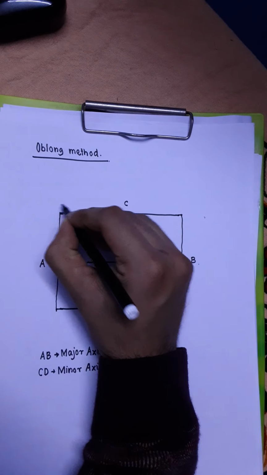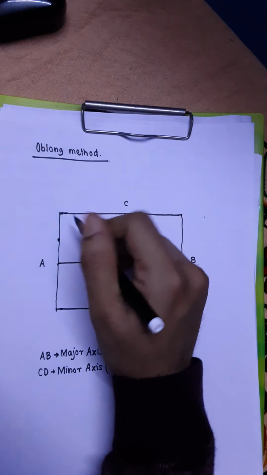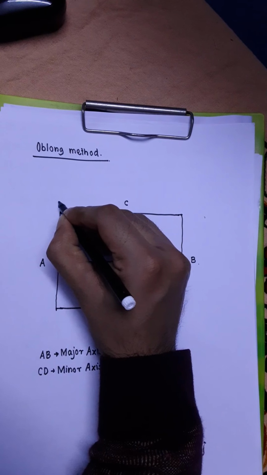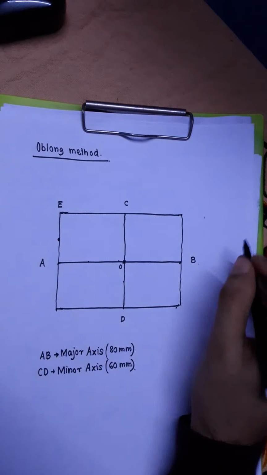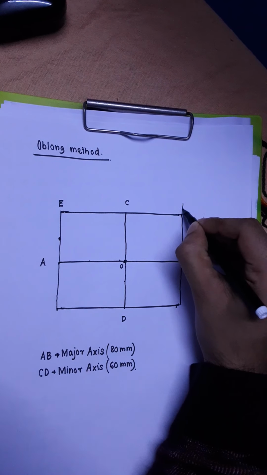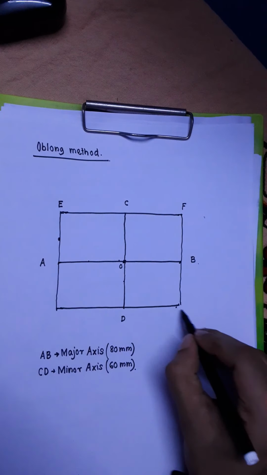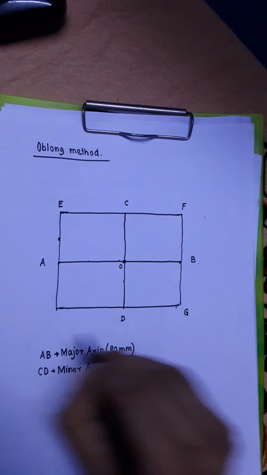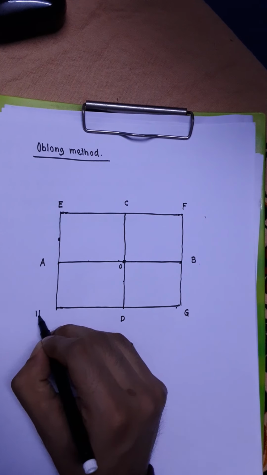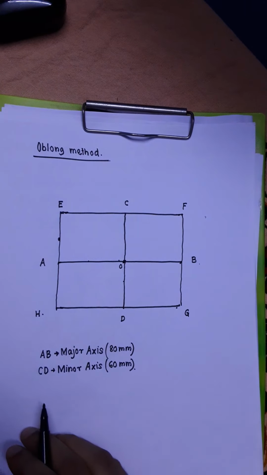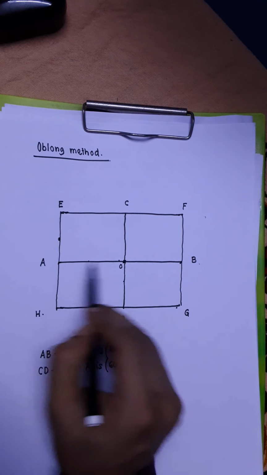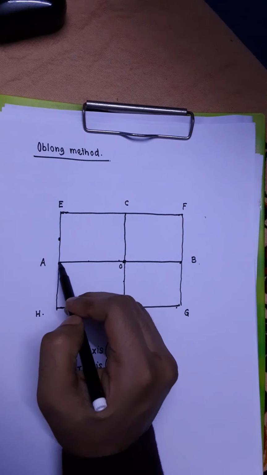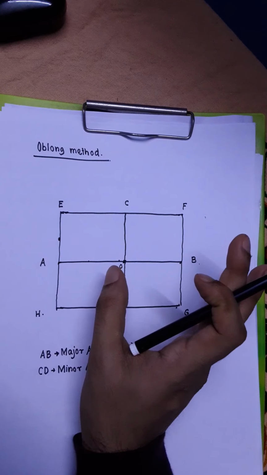So it is better to name the corners of this rectangle that we have drawn. Let us call this point as E. Let us call this point as F. Let us call this point as G. And let us call this point as H. Okay. So this AO and EA, you are going to divide into the same number of equal parts.